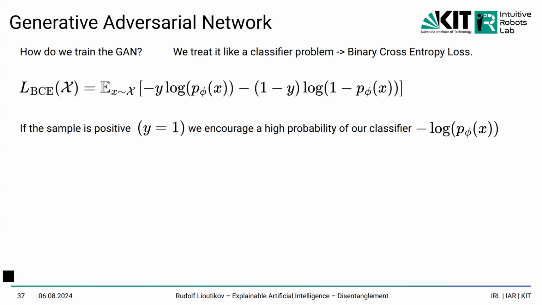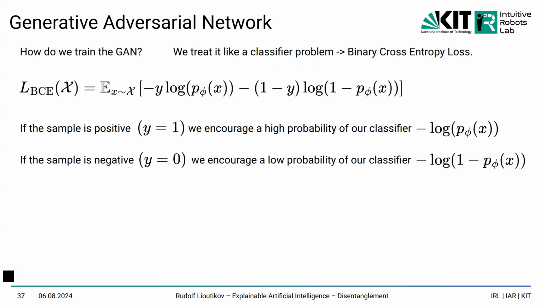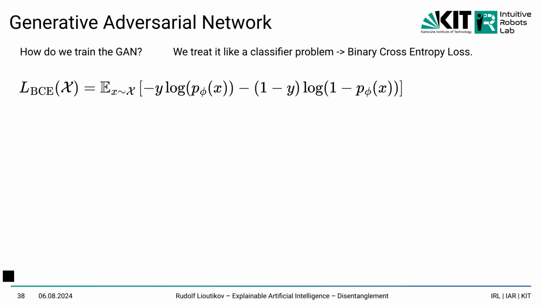So if the sample is positive, y_i, meaning that this one is part of the data set, or depending how you structure it, part of the generator. Let's say if we want to say it's part of the data set, then y is 1. Then we encourage a higher probability from our classifier, and that's where the minus log p_phi(x) comes from. And if it's negative, so it's not part of our data set, then we want our classifier to give a low probability of saying that it is part of the data set.